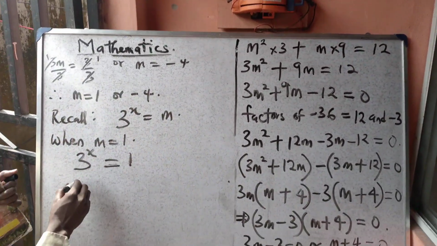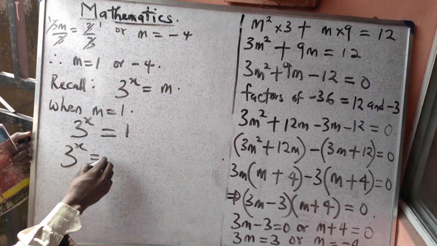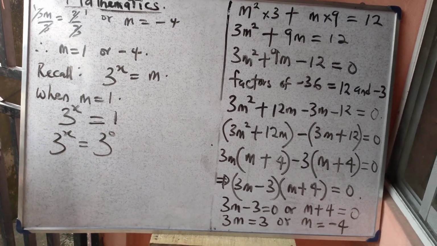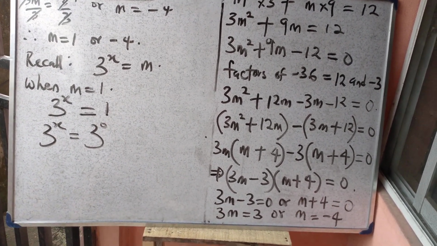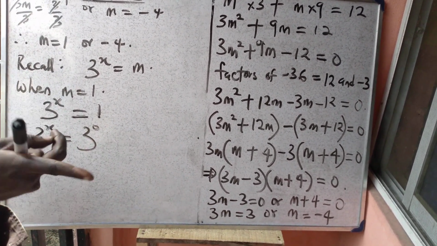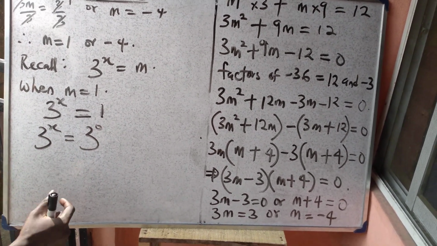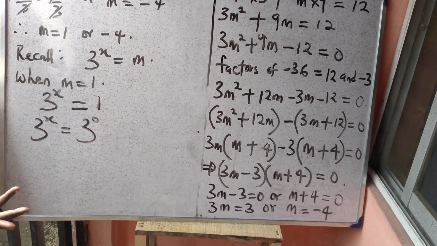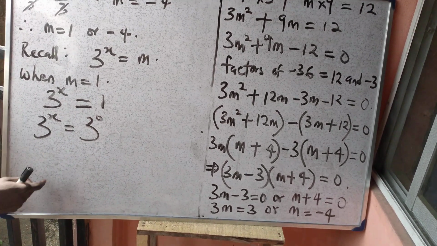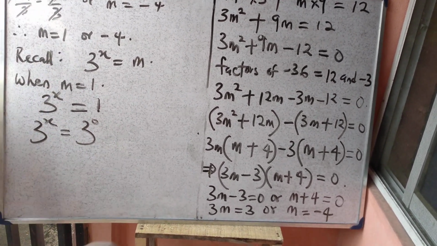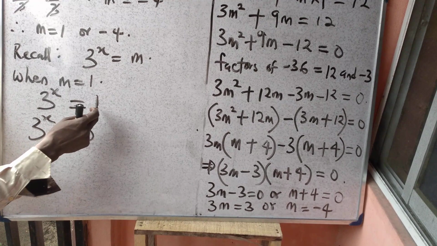Now how do you get 1? Remember, in the zero index law, any number raised to power 0 is 1. So I have to do it in such a way that it will suit this equation. In exponential functions, you solve it in such a way that you have two similar bases that you can eliminate, and equate the powers.